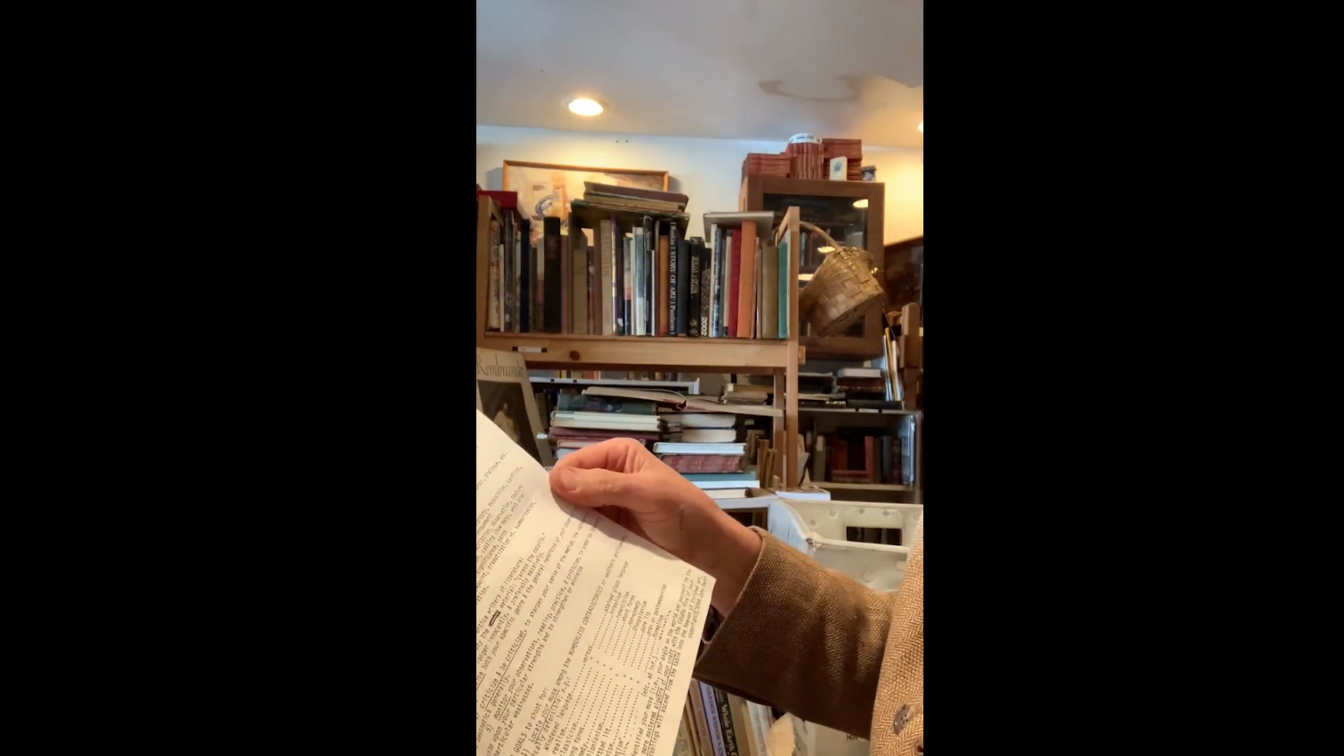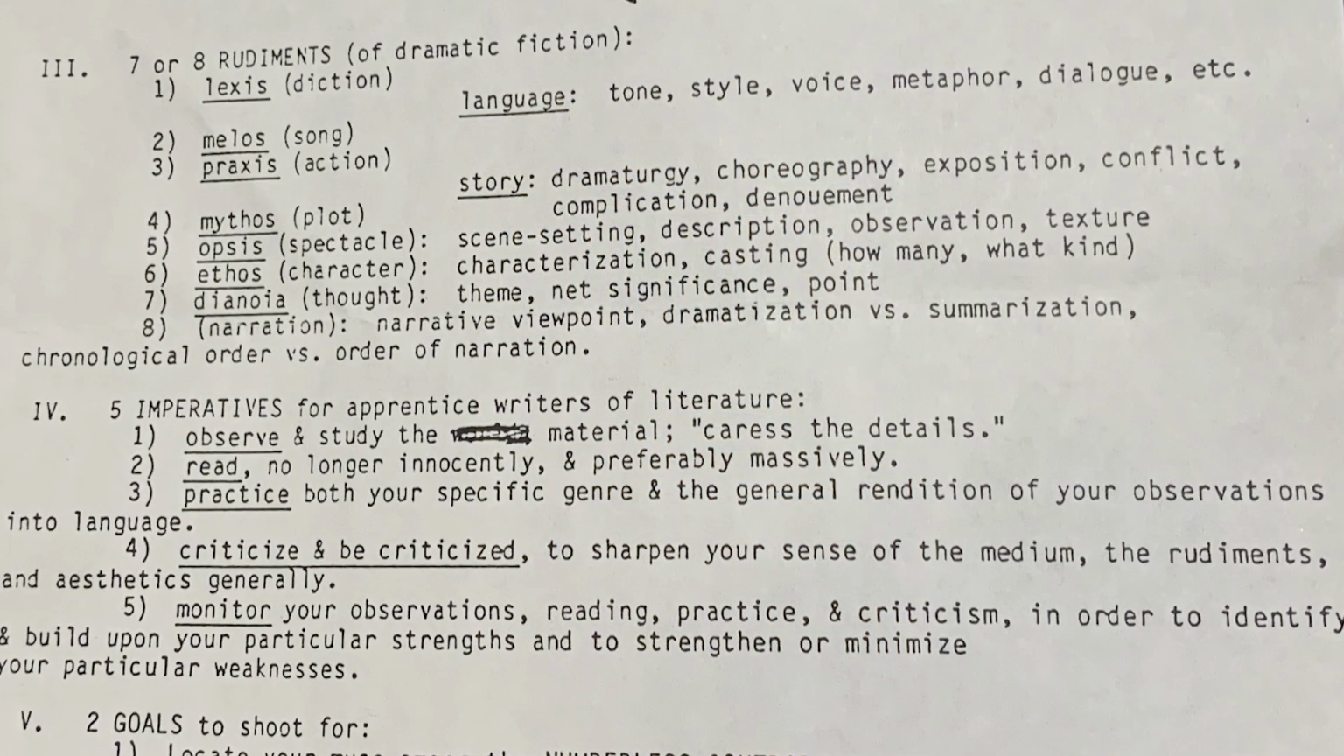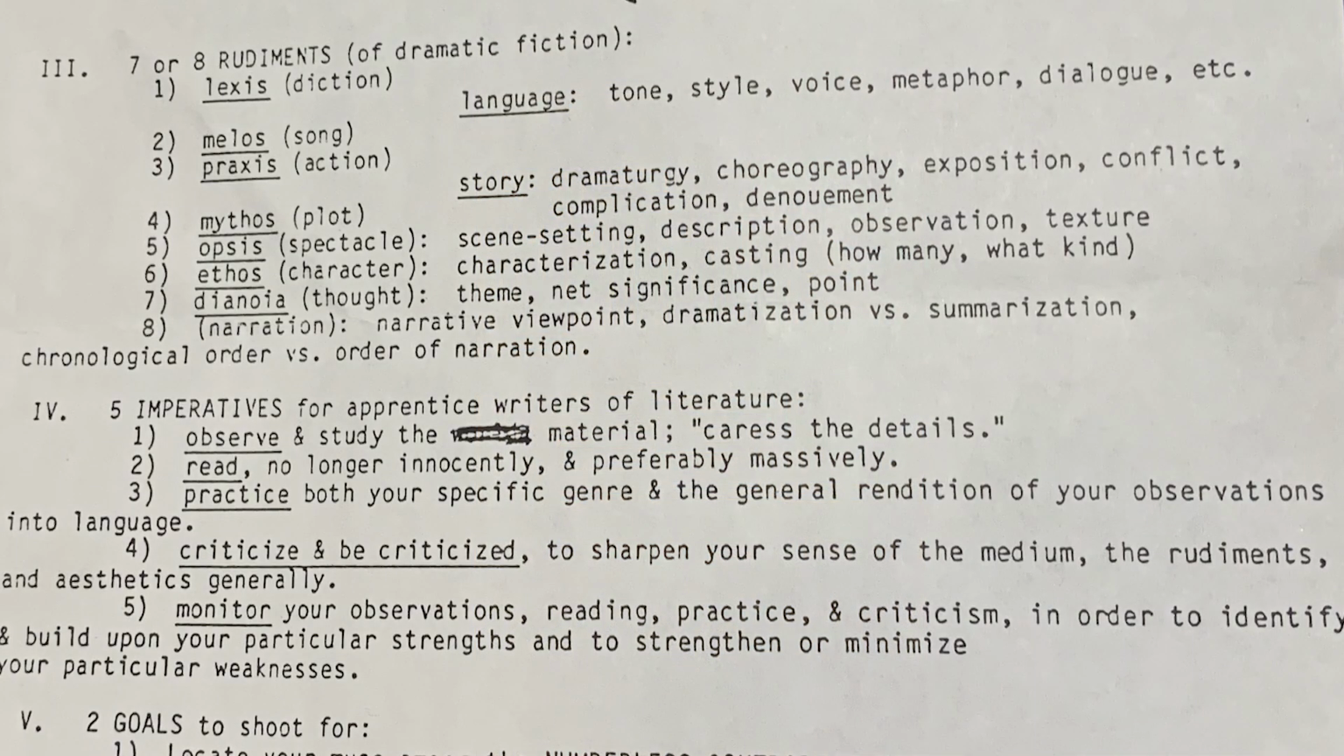But then number six of the rudiments is ethos, or character. And my more sophisticated, I think, writer friends always say that it is character that drives story, and they talk about their characters telling them where to go as they really engage in developing a character's voice that might tell them, or so they claim, where their story's going. Ethos, character, includes characterization and casting, and how many and what kind.